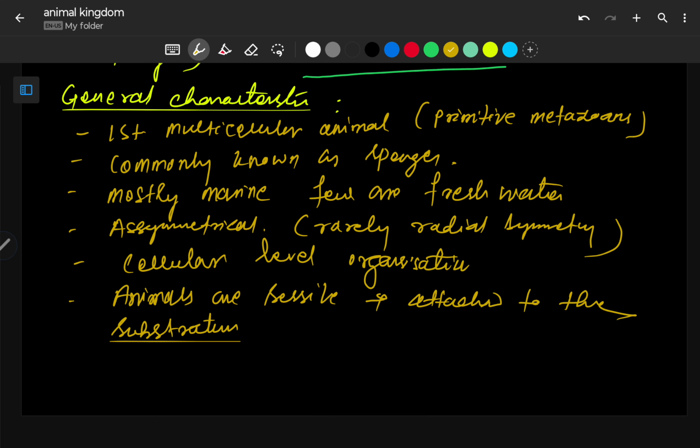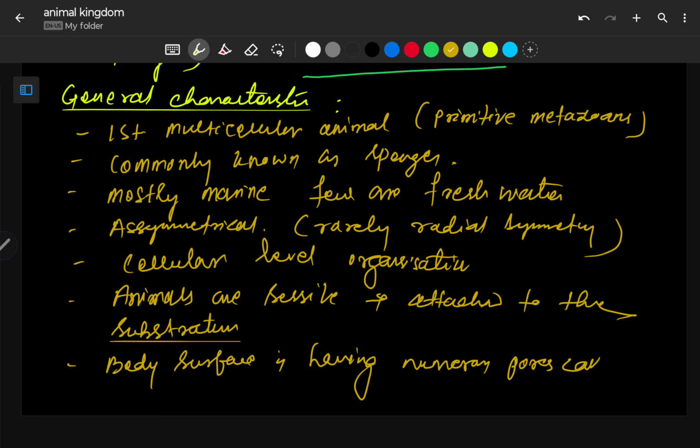Okay. So now throughout the body numerous pores are present. Body surface is having numerous pores called ostia. Very very important.